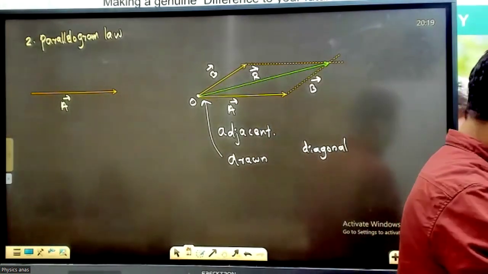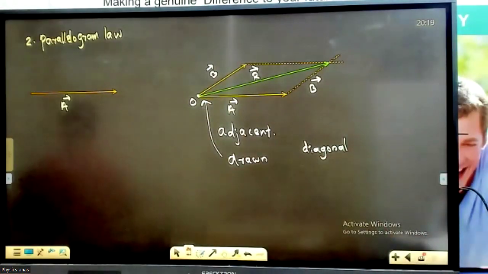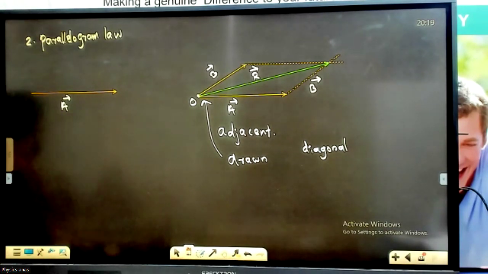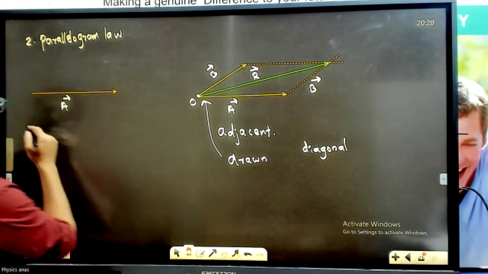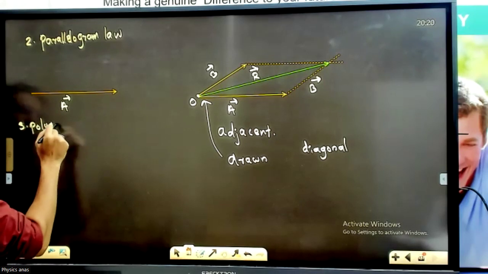Now that's the parallelogram law of vector addition. Now I will show you polygon law. If your school hasn't taught you that, you don't have to study that. In some schools, they have taught the students that. That's pretty simple actually. I'll write it here. That's polygon law.